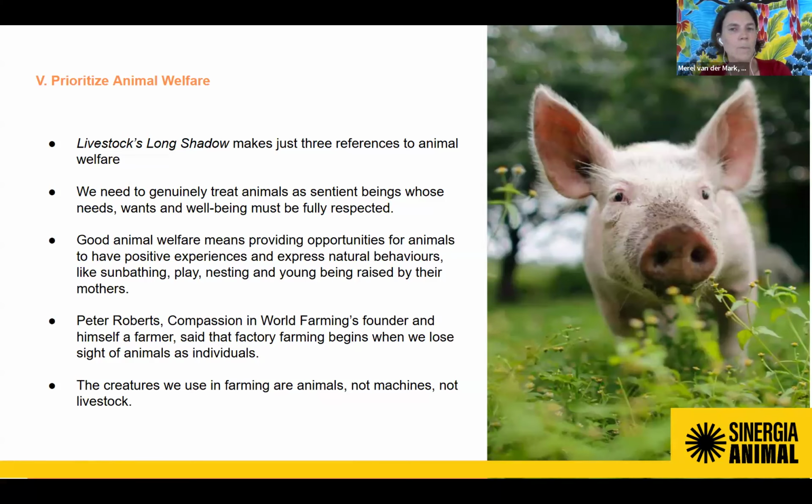Good animal welfare goes beyond preventing suffering. It means providing animals with opportunities to express natural behavior and enjoy positive experiences, such as exploring the outdoors, nesting, playing, and being raised by their own moms. As Peter Roberts, the founder of Compassion in World Farming, argued, factory farming begins when we stop seeing animals as individuals. The animals used in food production are living creatures, not machines. Any vision for a sustainable food system should respect both environmental limits and the welfare of animals within it.